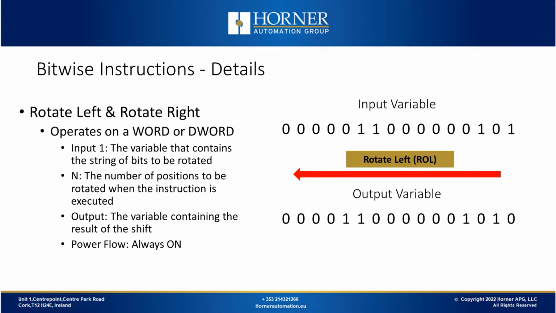In the case of a rotate left instruction, everything gets moved to the left, and then the leftmost bit gets rotated around to the rightmost position. So we have the input variable at the top, and then at the bottom you can see the result after we shift everything to the left, with that leftmost position rotating back around to the right. So there's no loss of data here, and from a power flow standpoint, a rotate instruction always passes power flow.